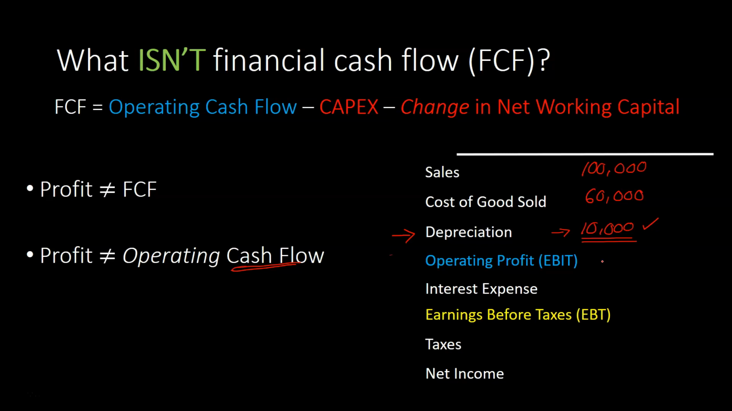My point is this. When you report profit or operating profit, which is also known as earnings before interest and taxes, you will show $30,000, which is $100,000 minus 60 minus 10. But this $10,000 never actually left your pocket, which means that your operating profit is $30,000, but your operating cash flow is actually higher, because this $10,000 never actually left your pocket.